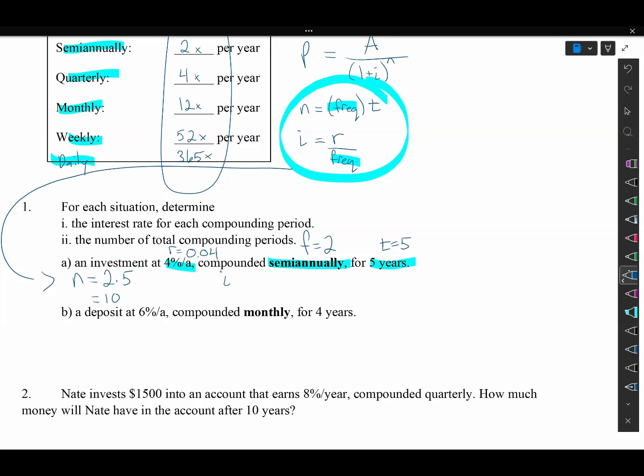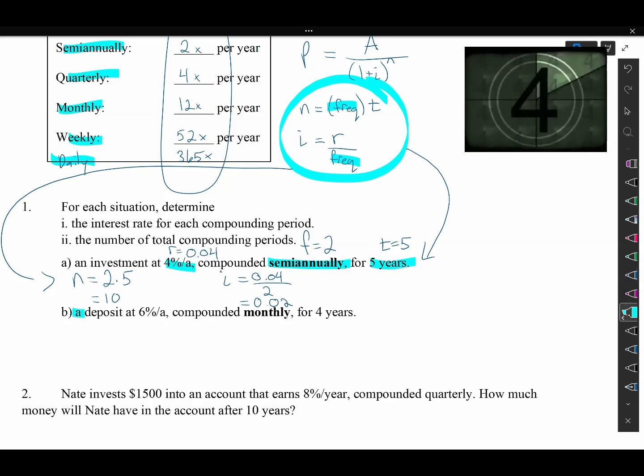Our I value, working from above, is going to come from our R value, in this case that's 0.04, divided by our frequency, that's 2. I throw that into my calculator, 0.02 is what I'm working with right here. Nice work. There's our n value, there's our R value.